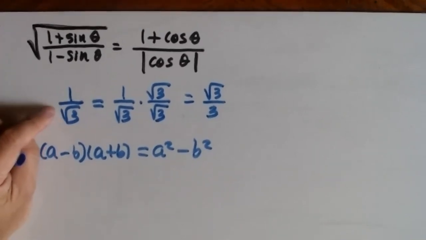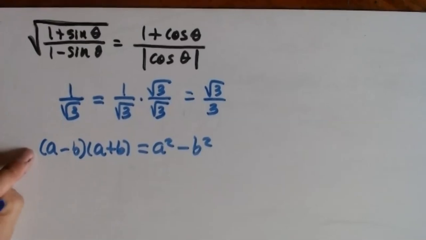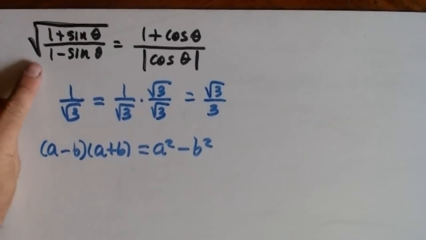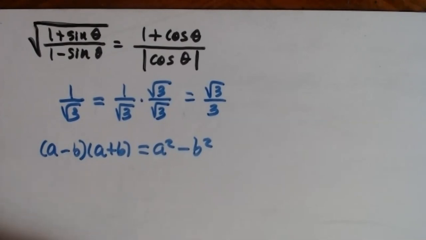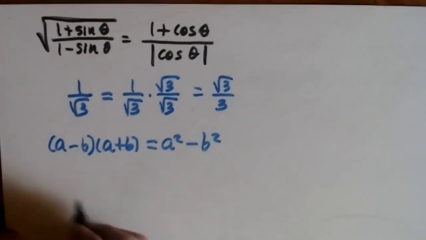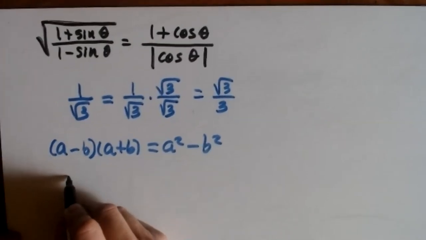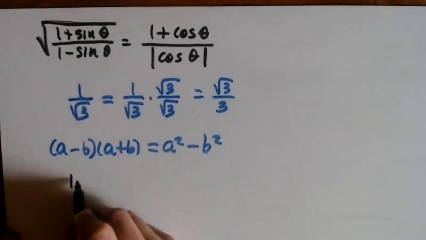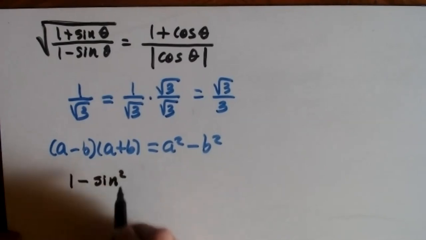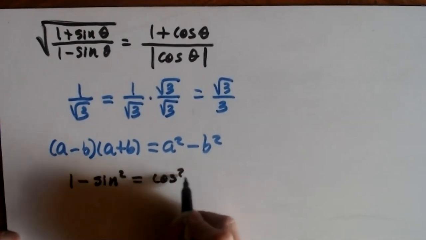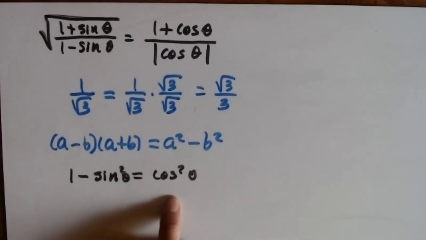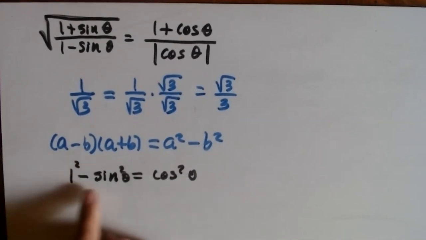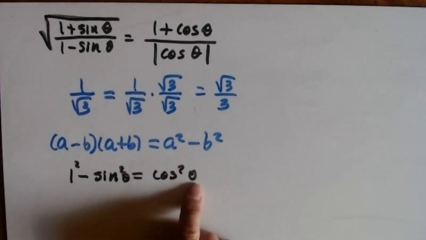This was in algebra 2. You did this in algebra 2. This is basic algebra. So this is what I'm going to use right here. So what am I going to do? I'm going to use the fact that 1 minus sine squared equals cosine squared, right? This is something I'm going to use. So this is 1 squared minus sine squared equals cosine squared.